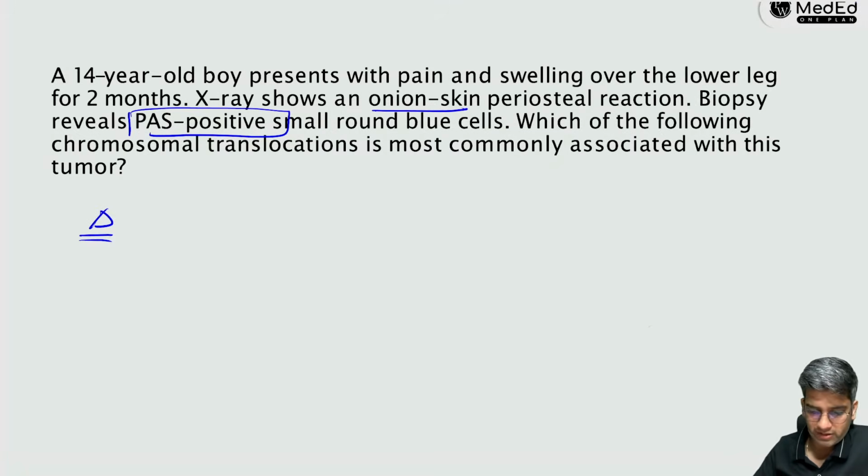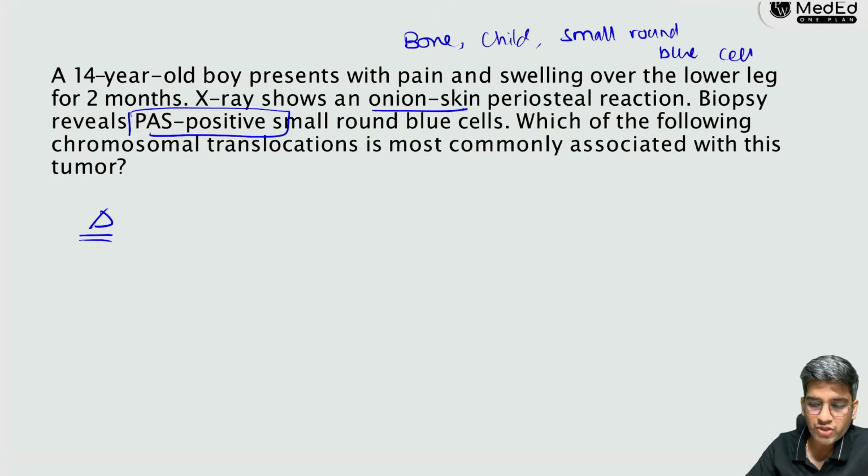What's the diagnosis here? Anyone? I'm having a bone lesion in a child, 14-year-old, with small round blue cells. We read patterns of neoplasia, right? You should never forget the patterns of neoplasia. Any tumor ending with blastoma, any tumor which is embryonal, and Ewing sarcoma can have small round blue cells. It's a classical diagnosis of Ewing sarcoma.